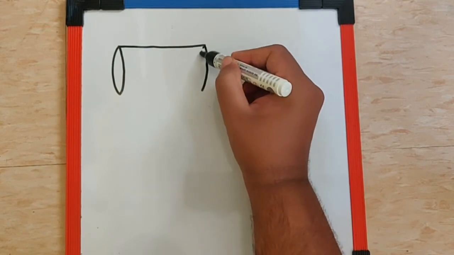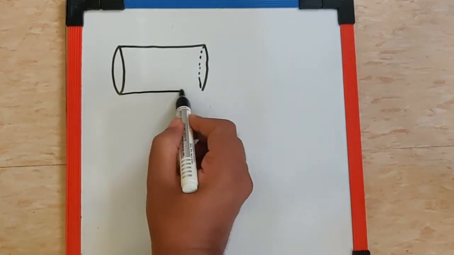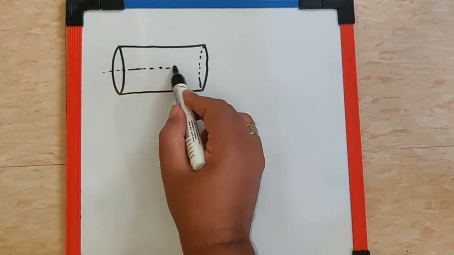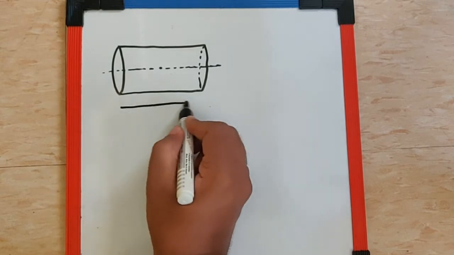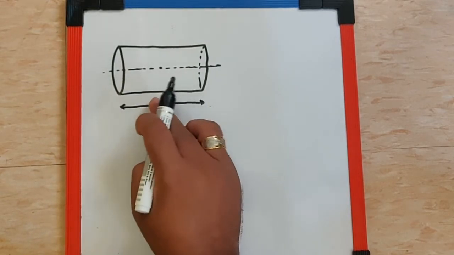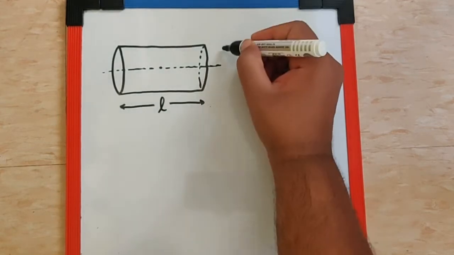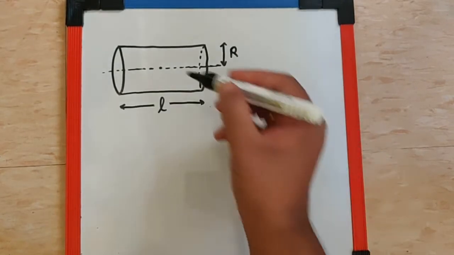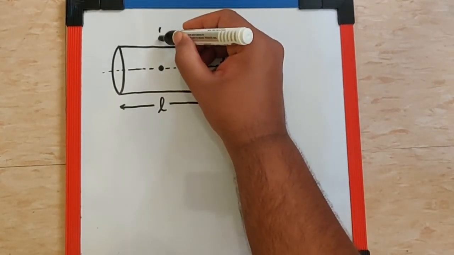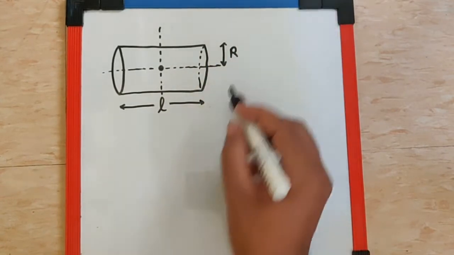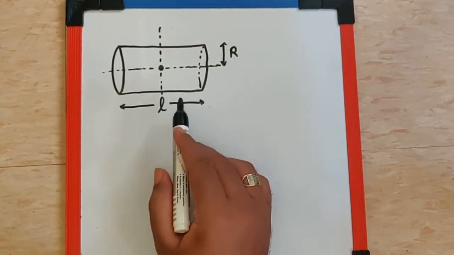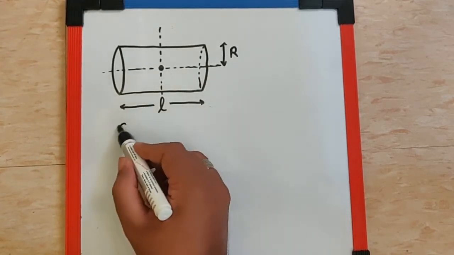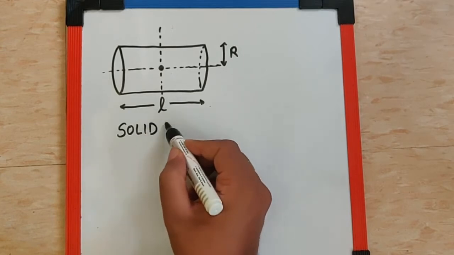this is the cylinder of length L and radius R, and the axis which they are talking about is this, the perpendicular bisector of the cylinder. Now since the cylinder is not mentioned as solid or hollow, we are going to assume it as the solid cylinder.